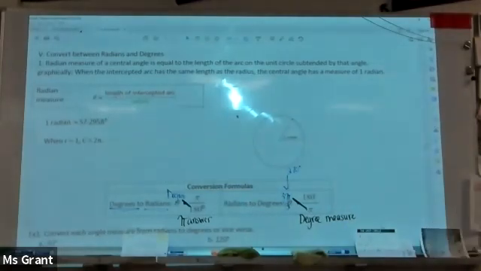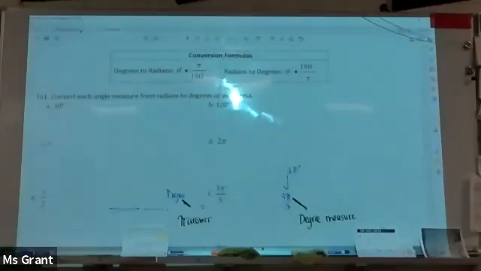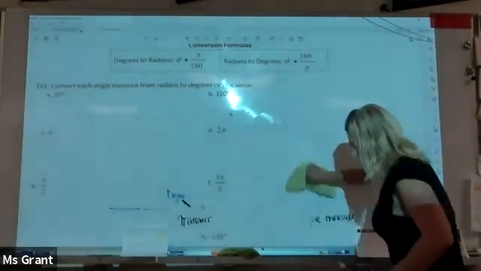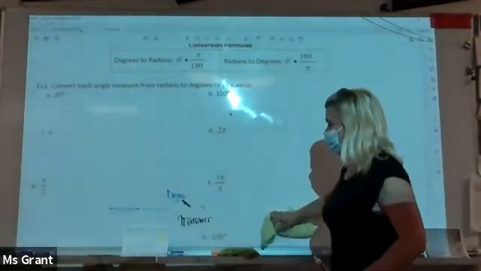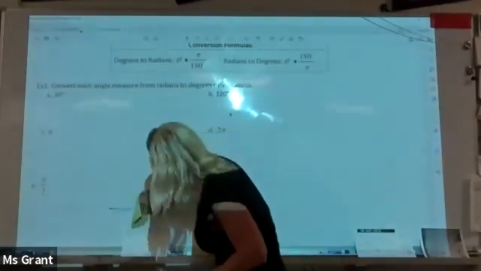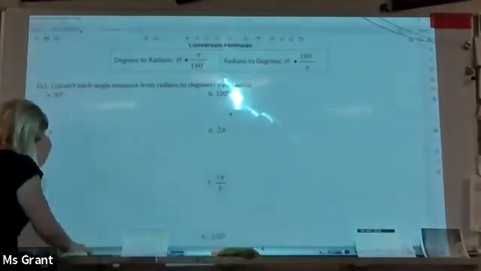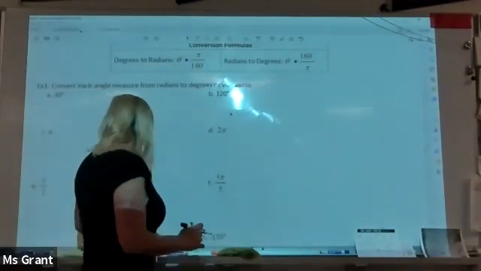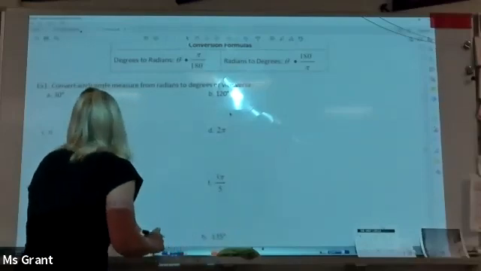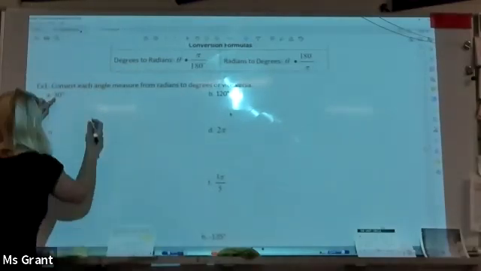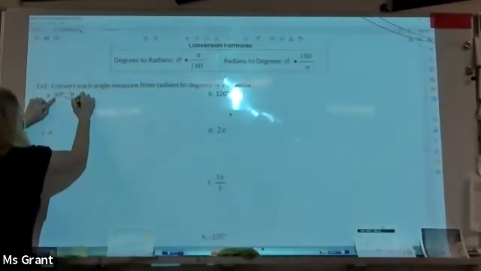So now we're going to practice it. I'm going to leave on the top of the screen the conversion formulas. Remember, diagonally, if you're ever in doubt, is it pi over 180 or is it 180 over pi? If you're in doubt, diagonally, the pi's need to match up, or diagonally, the degrees need to match up. So here we go. 30 degrees. I'm going from degrees to radians. I'm going to multiply 30 times pi over 180.